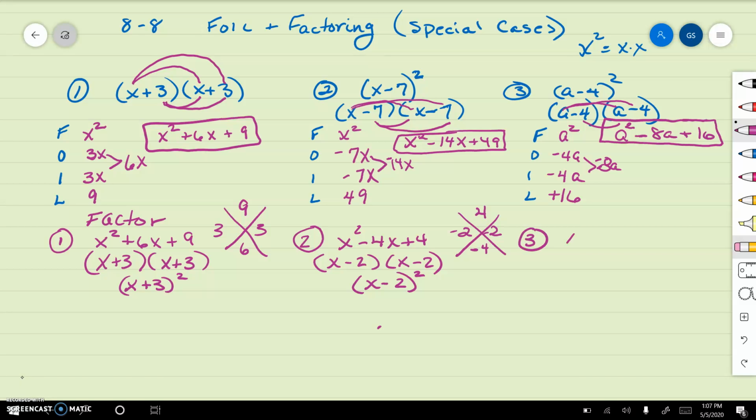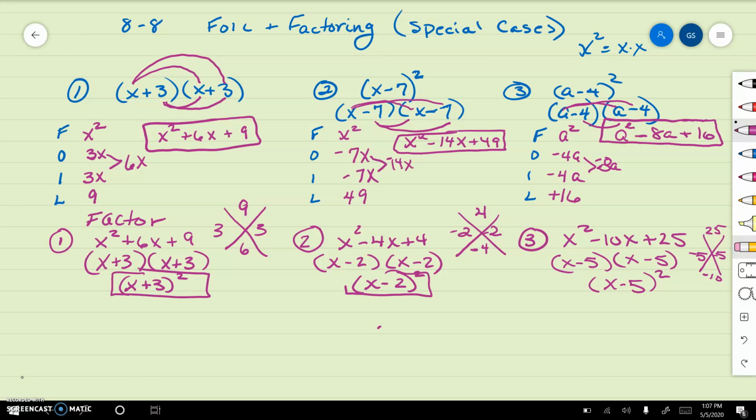All right, next one. X squared minus 10x plus 25. Okay? So let's do the x, we're going to multiply to be 25, and we're going to add to be negative 10. So 5 times 5 is 25, and negative 5 plus negative 5 is negative 10. So we have x minus 5, x minus 5, which becomes the quantity x minus 5 squared. Okay? Those are my 3 answers.